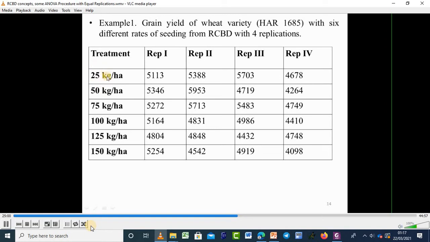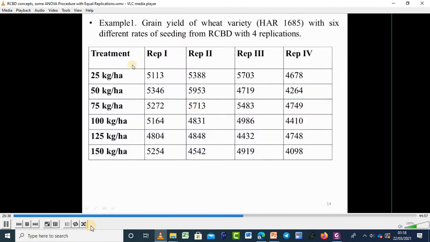Treatment 1 was 25 kg per hectare of seed rate of this variety, and the other was 50 kg of seed rate per hectare, 75, up to 150 kg of seed rate per hectare. So the treatments were these. We have 1, 2, 3, 4, 5, and 6 treatments, or 6 levels of seed rates. Each and every treatment was replicated 4 times.